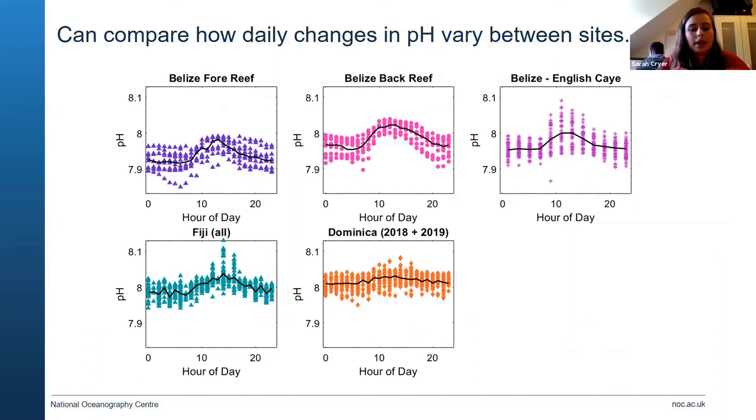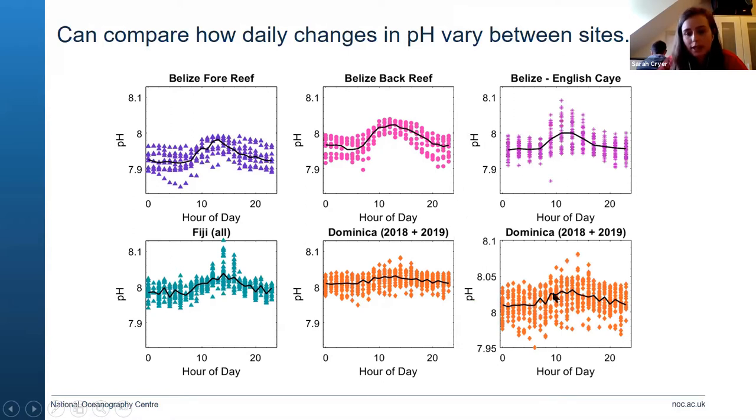So for every hour of day measurement that we have, we plot it on a graph, with pH along the y-axis, and then take the running median of each of these hourly measurements, depending on what the sampling interval is. We can see that in all five of these sites we see a diurnal cycle, but the pH range of this diurnal cycle changes between these different sites. In Dominica, we can't really see a diurnal cycle here, but if we change the scale so that it fits this data, there is a small diurnal cycle. So we are seeing the diurnal cycle in all five sites, but the range of this cycle varies.